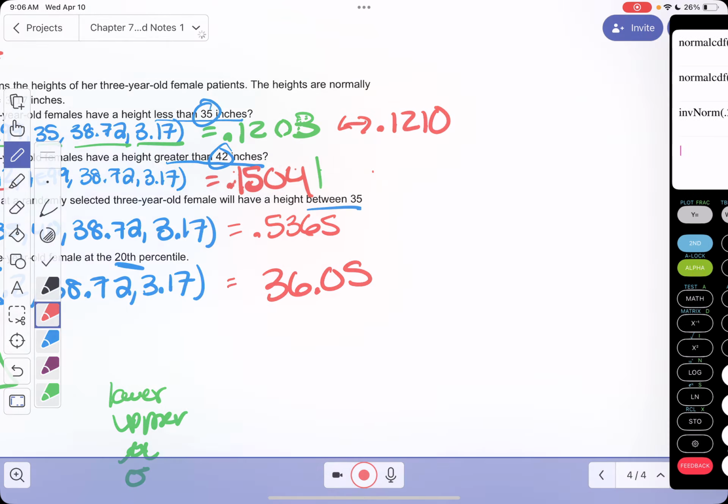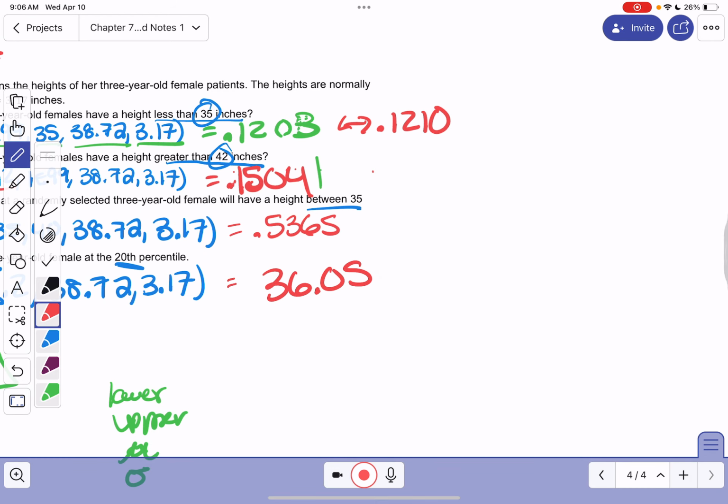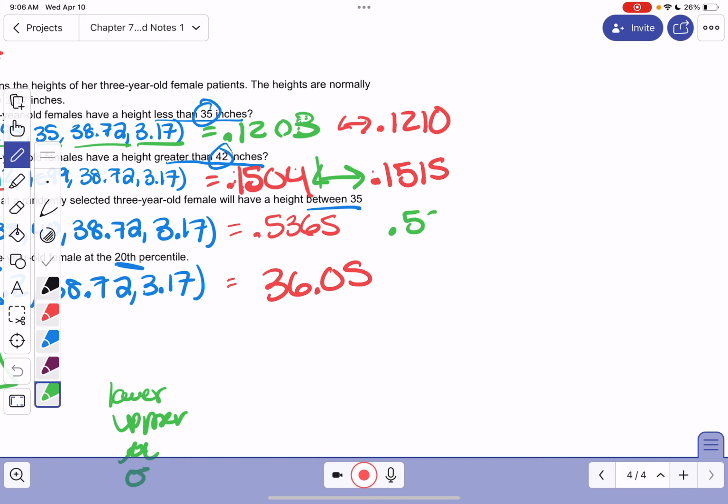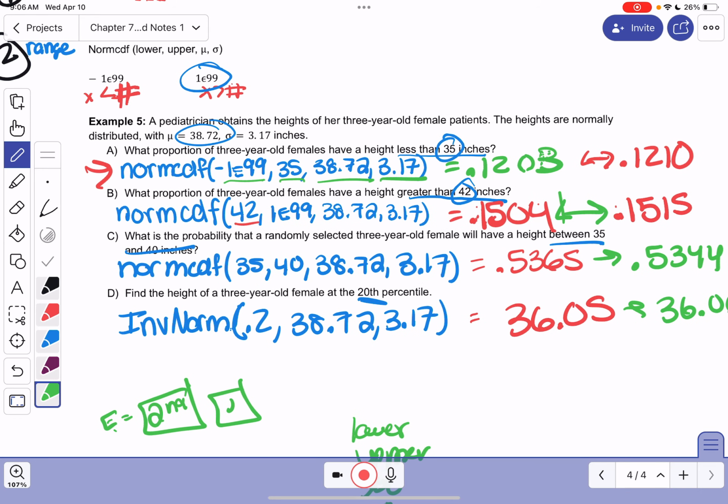So now if we compare those, on number 2, this one was 0.1515. So those, again, are pretty close. This one was 0.5344, and this one was 36.06. So that normal PDF approximates the normal curve, and you can do it either way. That is 7.2. Let me know if you have any questions.